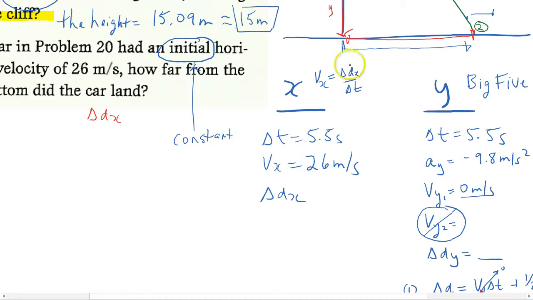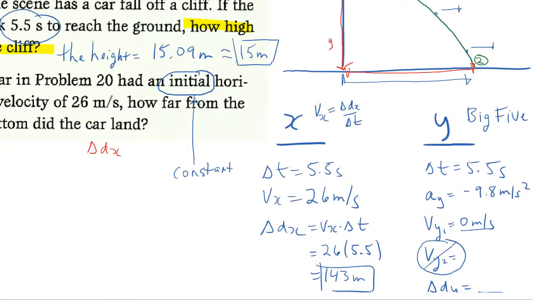So we can use this formula here. It's pretty straightforward now. If we rearrange this formula to solve for delta D, it's going to be Vx times delta T. So I will get 26 multiplied by 5.5, and my calculator tells me that that is 143 meters. So there's my answer to that part.